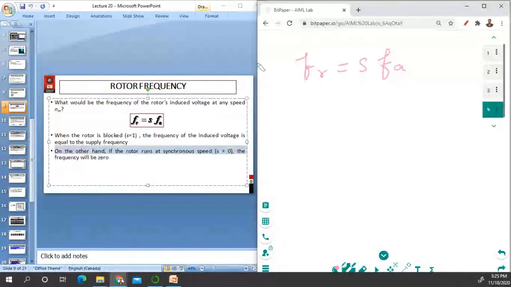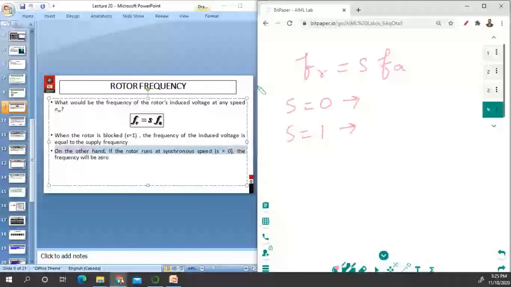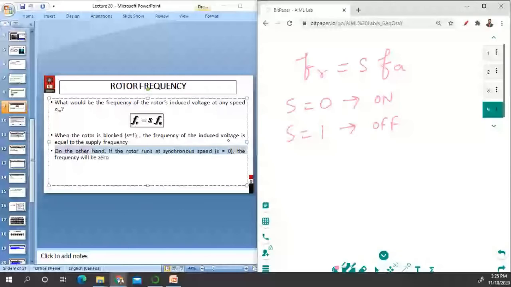if S is equal to 0, then what happens? If S is equal to 1, then what happens? Quickly give your response. When S is equal to 0, as in the previous slide, the rotor will rotate at synchronous speed. When the rotor is blocked, S is equal to 1, and the frequency of induced voltage is equal to the supply frequency. Clear?